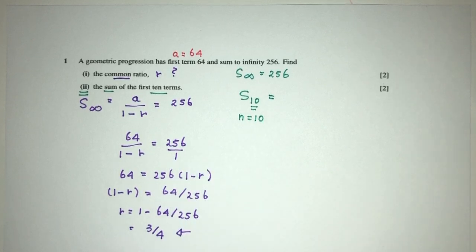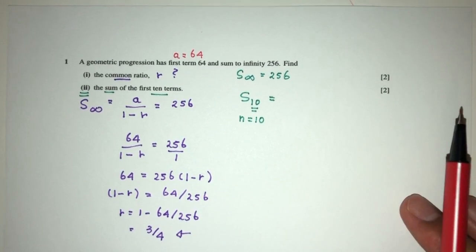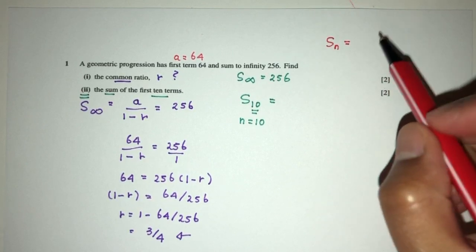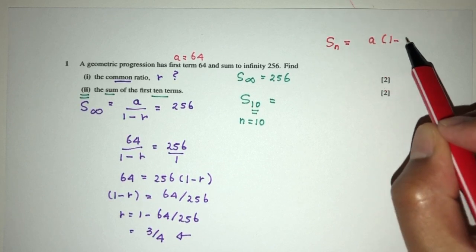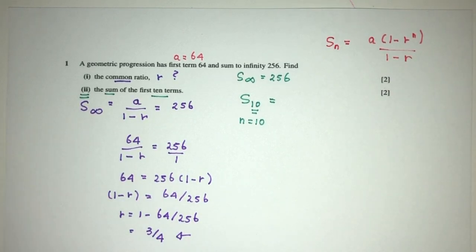Again, this is something we are given on the list of formulae. We don't have to memorize it, but let's write this down. The sum of the first n terms is equal to what? It is equal to a times 1 minus r to the power n, over 1 minus r. So let's replace and see what happens.